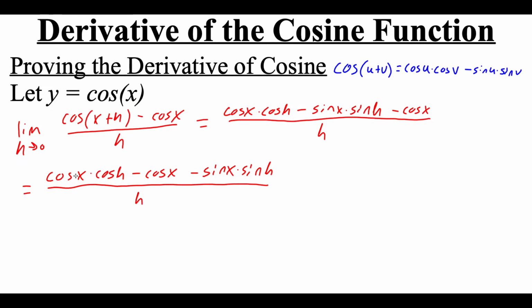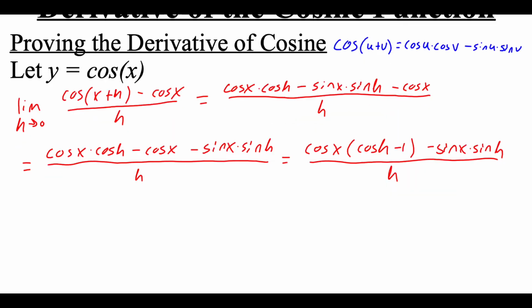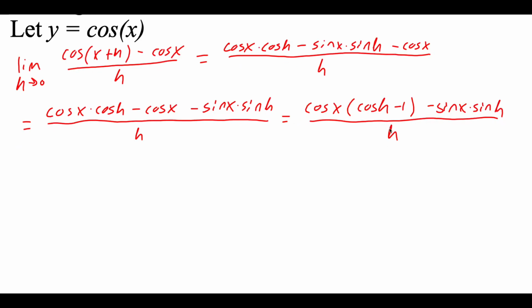Now with these cosine of x's, we're actually going to factor out the cosine of x. So this is going to say the cosine of x times the cosine of h minus 1 minus the sine of x times the sine of h, and again this is all still over h. I'm going to unadd these fractions. So I'm going to split these numerators up into two separate fractions, and each one of them is going to get a copy of that h denominator.